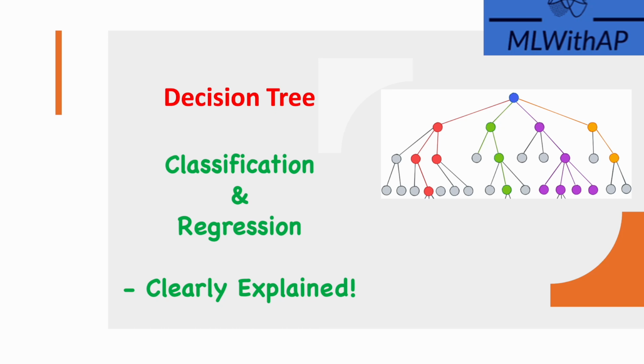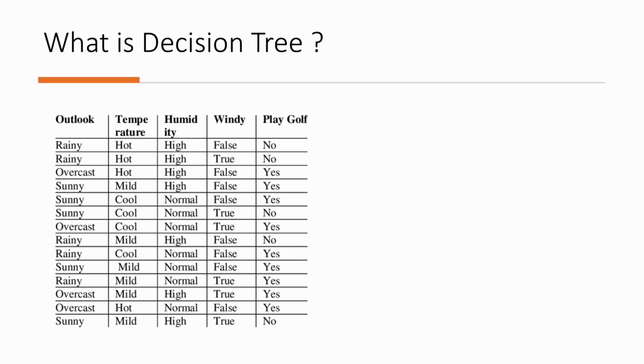The topic for today is decision tree. Decision tree is a supervised learning algorithm which is used for both classification and regression tasks. We are going to see both the uses of decision tree. Let's learn. But first things first, what is decision tree? I just mentioned that decision tree is a supervised learning algorithm which is used for both classification and regression tasks.